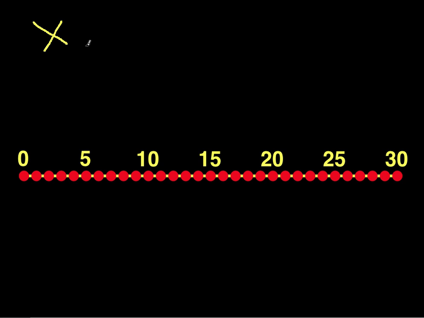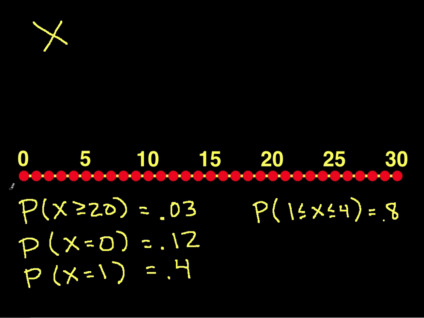And so X takes values anywhere from 0, so the software method may not be called at all in 1 second, up to 30. So X is a discrete random variable. Let's suppose that we know the following probabilities about X. The probability that X is greater than or equal to 20 is 0.03. The probability that X is equal to 0 is 0.12, that X is equal to 1 is 0.4, and the probability that X is 1, 2, 3, or 4 is 0.8.